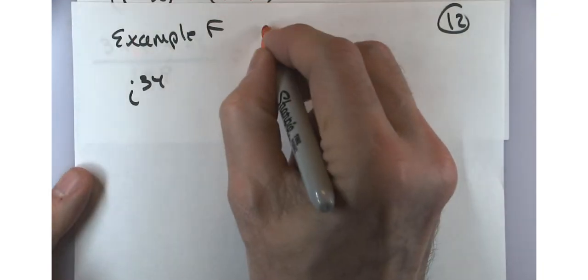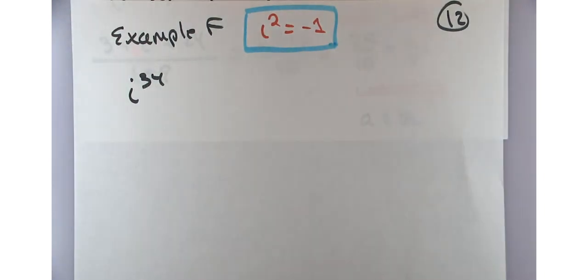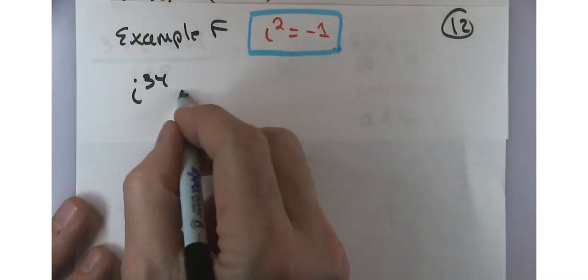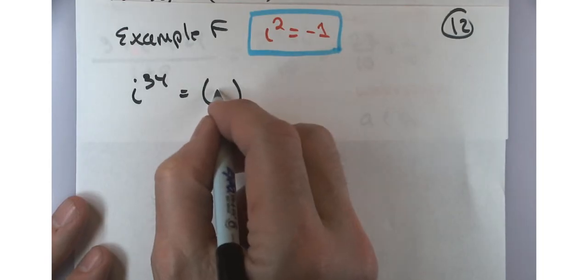The thing that's going to get you through this section in this course is i squared. What does i squared equal? Negative 1. And that's the only thing you're going to have to remember to do these types of problems: i squared is negative 1. Let me demonstrate. I'm going to rewrite this as something involving my i squared term.